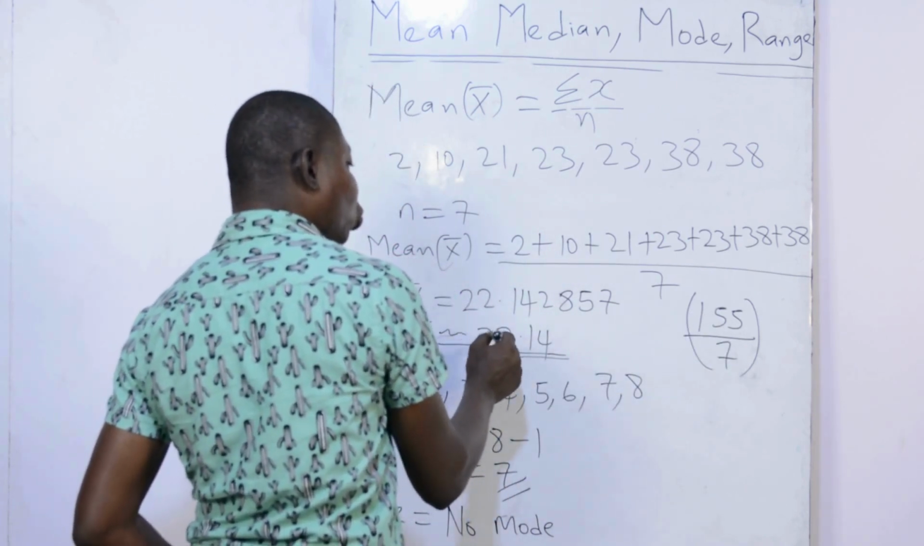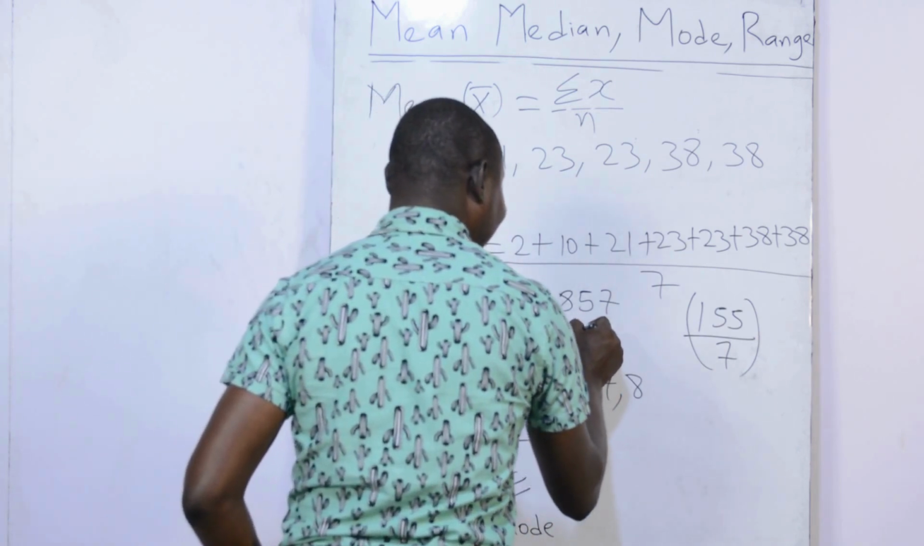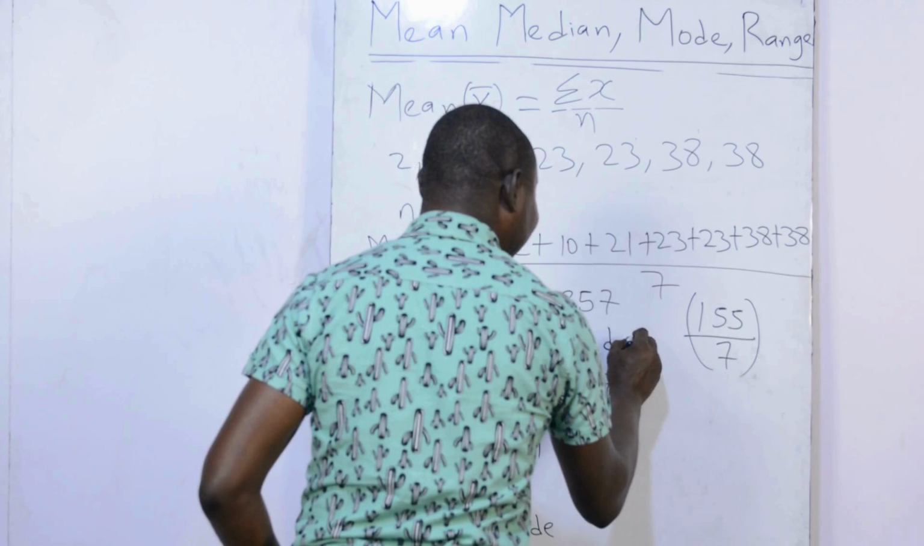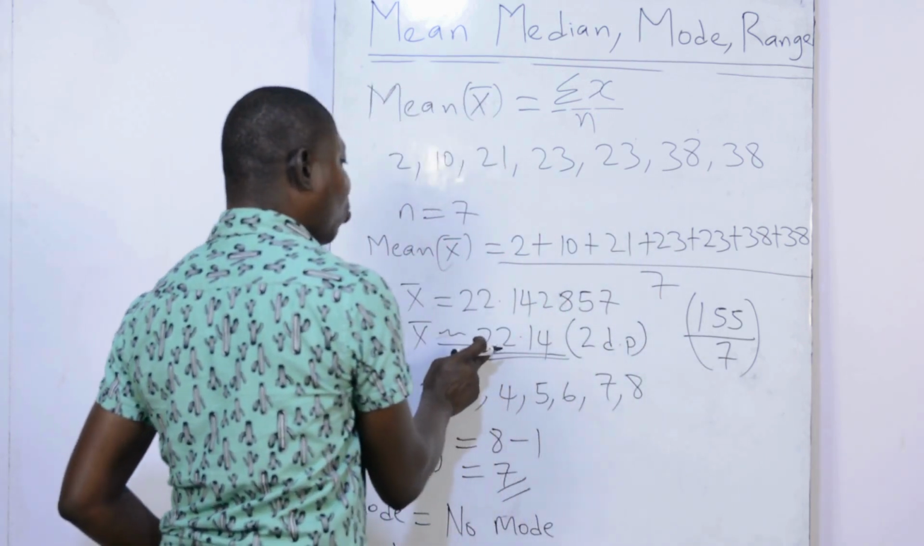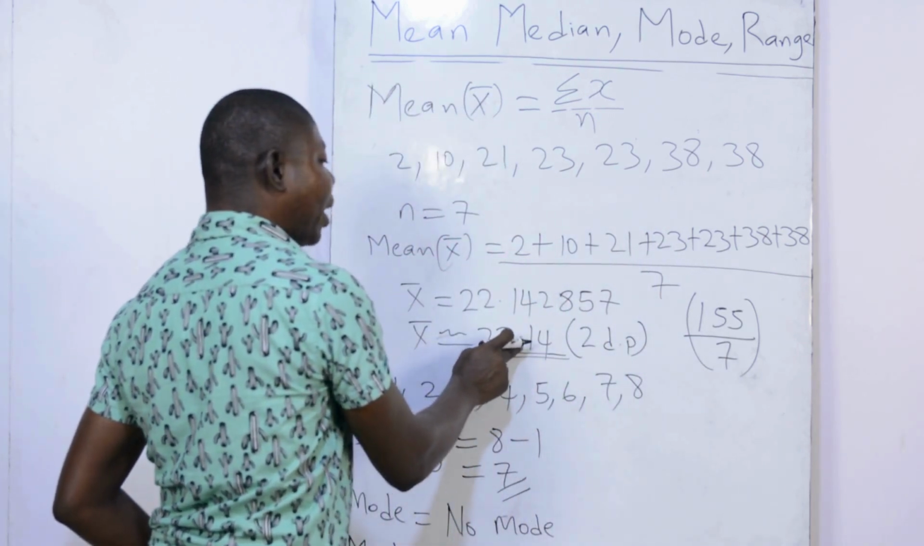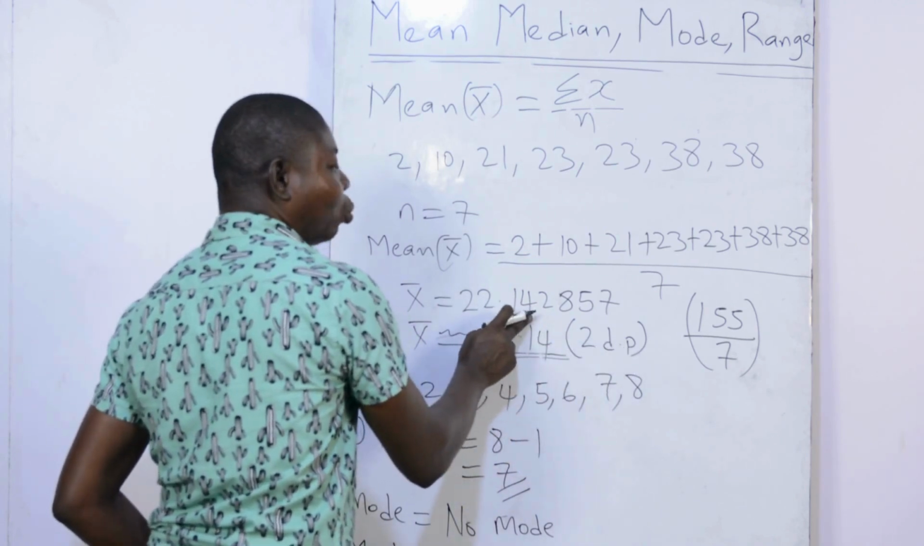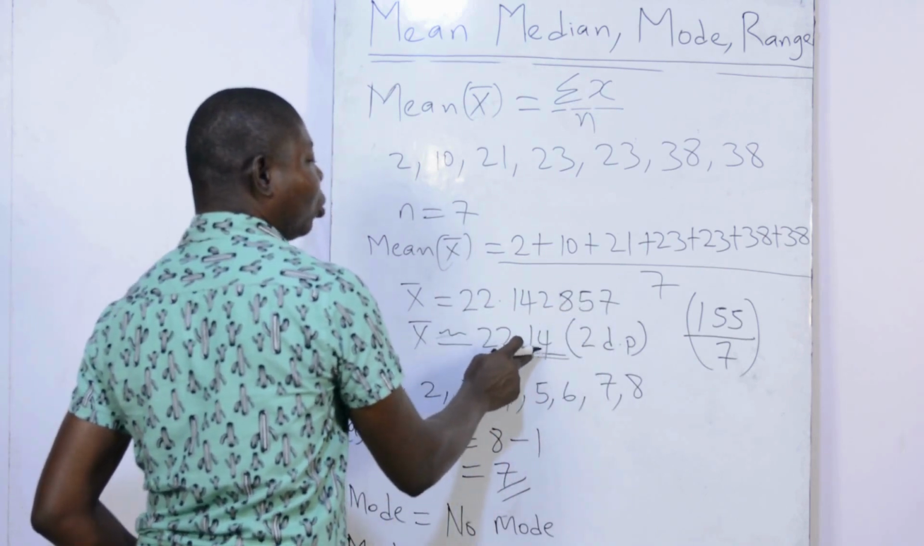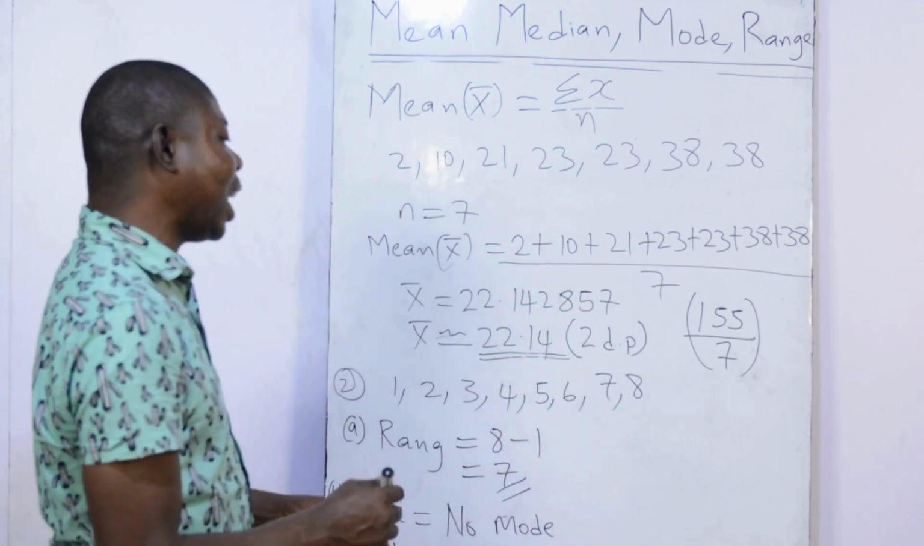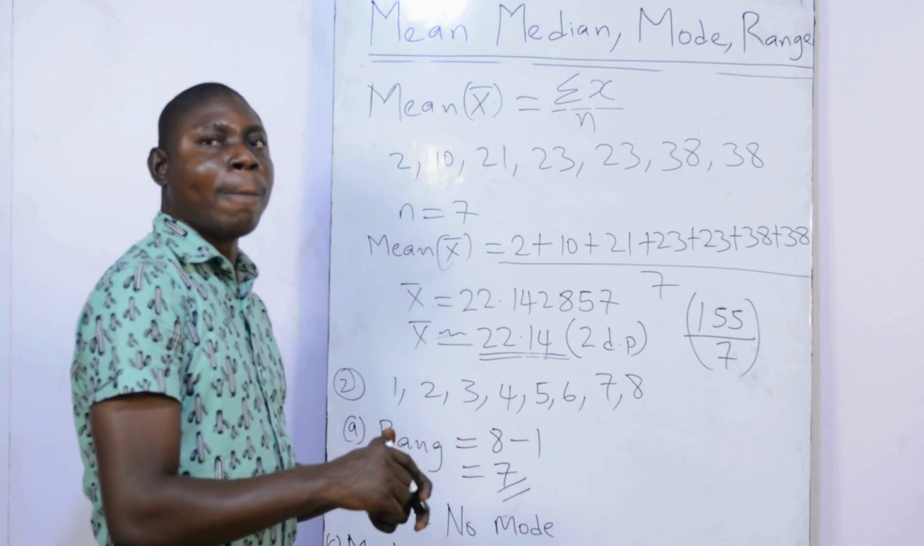And then two decimal places. So that one will give us 22.14, two decimal places, because we take two digits after the point. So we call it two decimal places. That's for the mean.